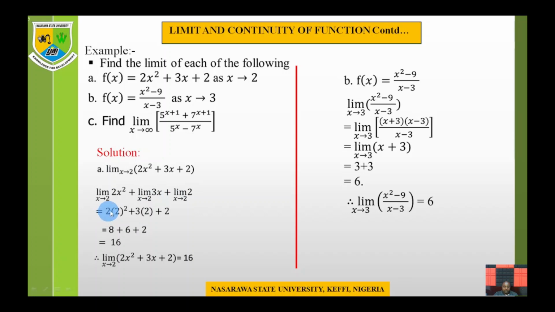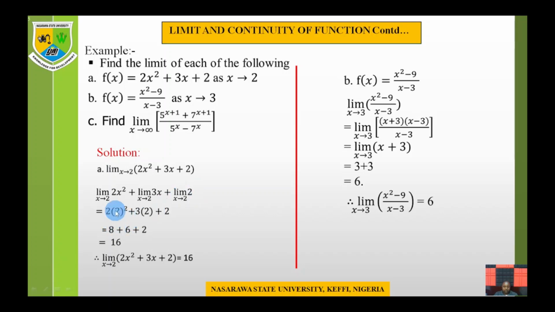Now this is equal to: the limit of 2x squared as x approaches 2 is 2 times 2 raised to power 2, plus the limit of 3x as x approaches 2 is 3 times 2, and the limit of the constant 2 as x approaches 2 is just 2, since you don't have x there.